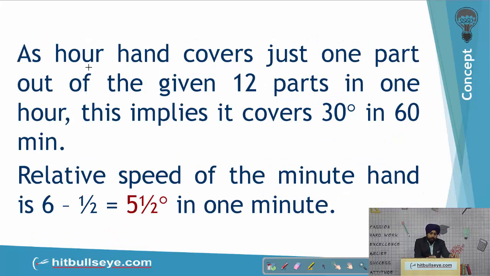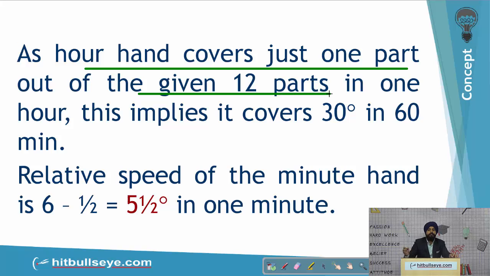Moving on. Now the hour hand covers only one part out of those 12 parts, students. From 1 to 2, from 2 to 3, 3 to 4. So it covers one part out of those 12. So you can say the hour hand basically covers 30 degrees in 60 minutes. That takes us to the speed of the hour hand as half a degree per minute. So it is 1/2 degree per minute.